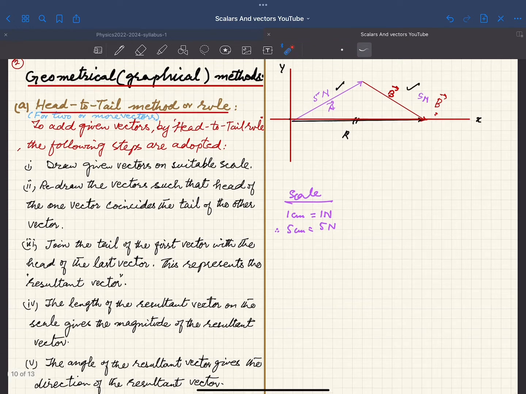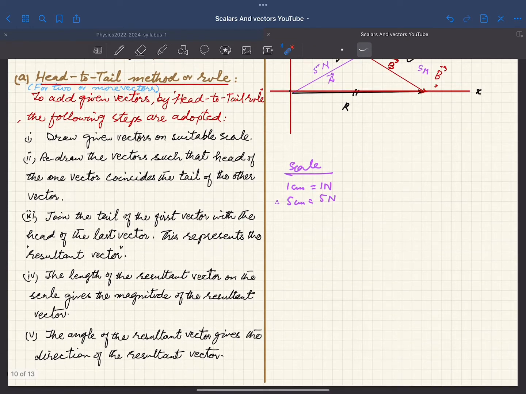R is the resultant vector, and the last points are telling you the magnitude of the resultant vector. The length of the resultant vector on the scale gives the magnitude of the resultant vector, and the last point says that the angle of the resultant vector gives the direction of the resultant vector. So I think it's clear.